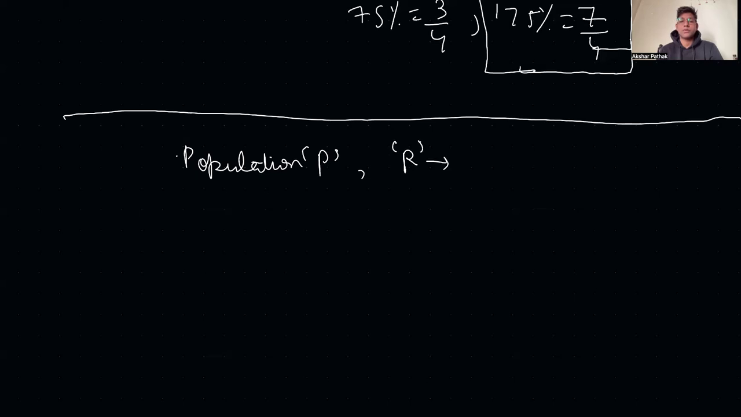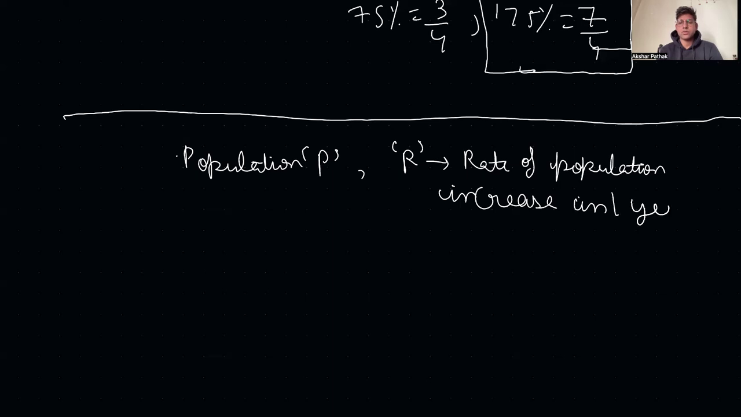Rate of population increase in 1 year, or you can say after 1 year. So every year a percentage R is added. Every year the population is increasing by R.